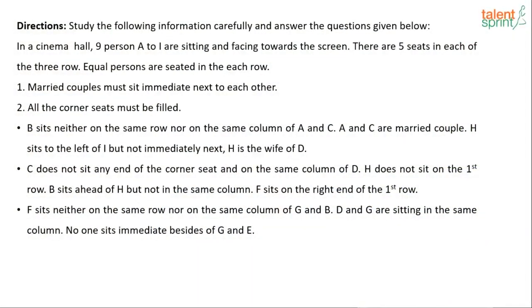The question is on your screen here. In a cinema hall, 9 persons A to I are sitting and facing towards the screen. There are 5 seats in each of the 3 rows. Equal persons are seated in each row and some points are given to you here. Try it out. I'll leave you with this puzzle for maybe 5 minutes. Let's see how many of you are able to crack this one. Very interesting and a different type. We have not seen or solved such questions in the past.